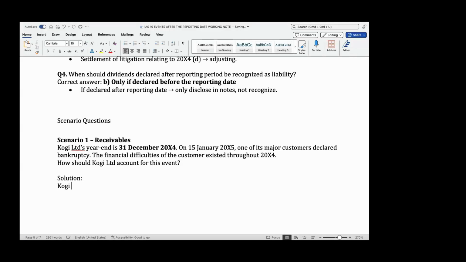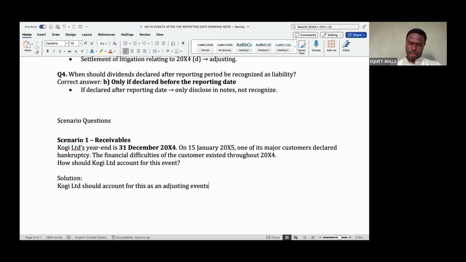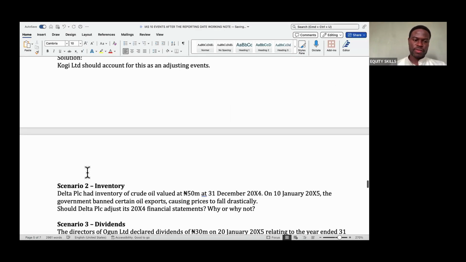Surely it is an adjusting event, sir, because throughout 2004, throughout the year that ended, we already know that they have financial difficulties, sir. So it is an adjusting event, sir. That's correct. So you will account for it as an adjusting event.